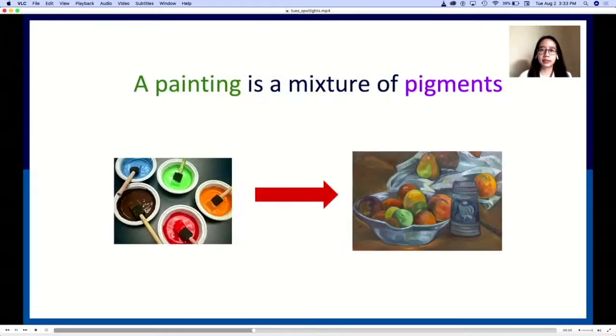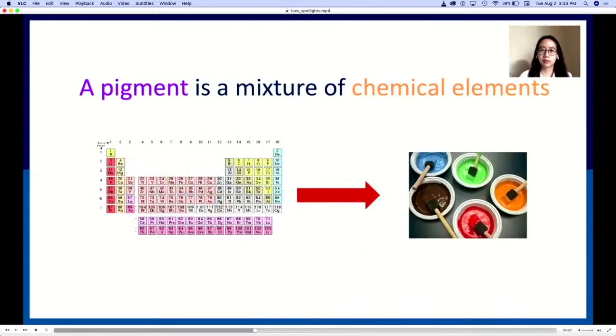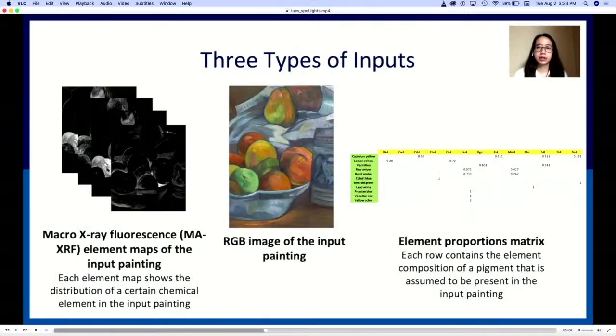We assume a painting is a mixture of pigments, and a pigment is a mixture of chemical elements. Therefore, once we know distributions of chemical elements in a painting and element compositions of pigments that were used in the painting, we can derive areas where particular pigments are present. Our model uses 3 inputs to generate pigment maps, each of which shows the distribution of a specific pigment that is assumed to be present in a painting.